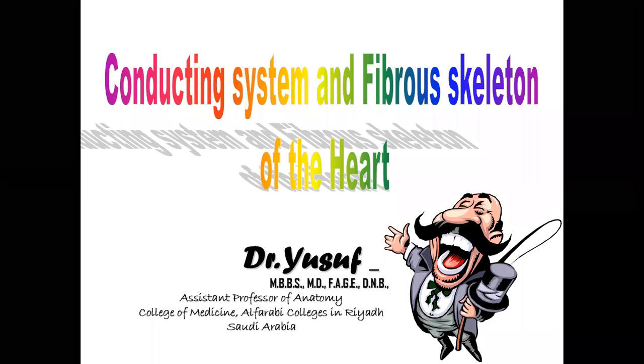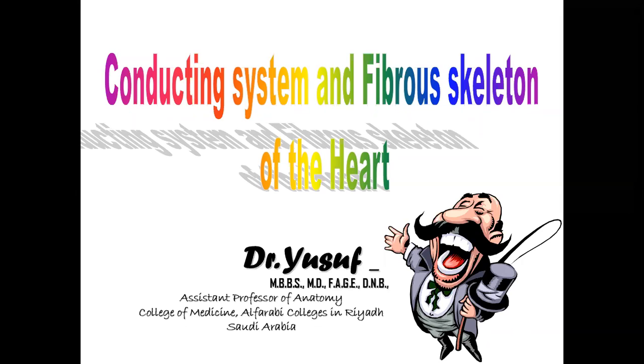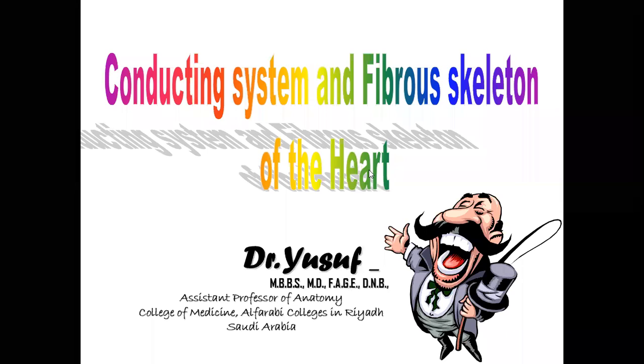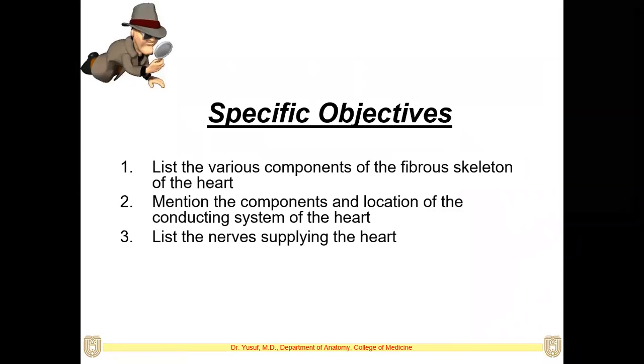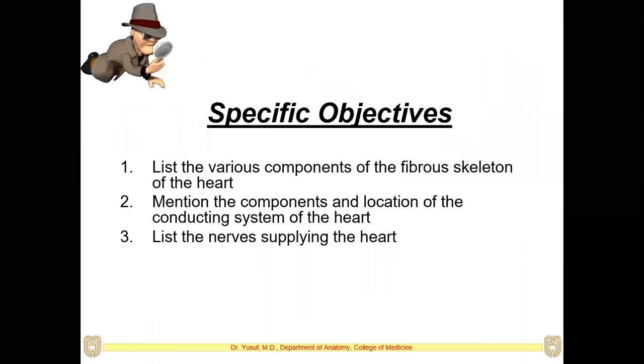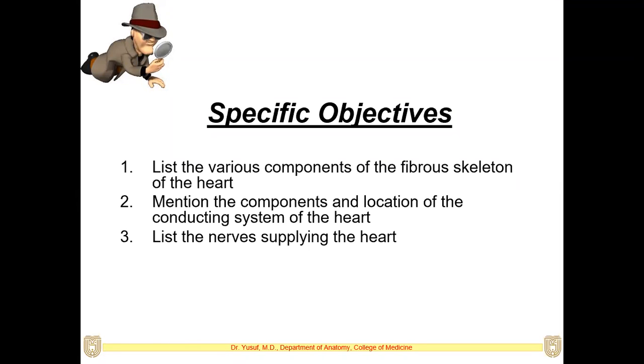Today we'll discuss one more topic of the heart, that is the conducting system as well as the fibrous skeleton. These are the two important topics we'll cover. These are the specific objectives. List the various components of the fibroskeleton of the heart. Mention the components and location of the conducting system of the heart, as well as we will also study the nerve supply of the heart itself.